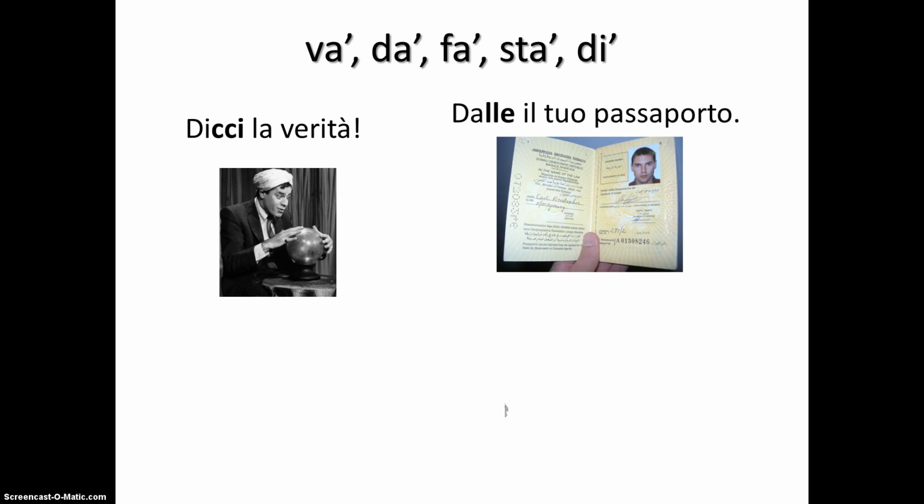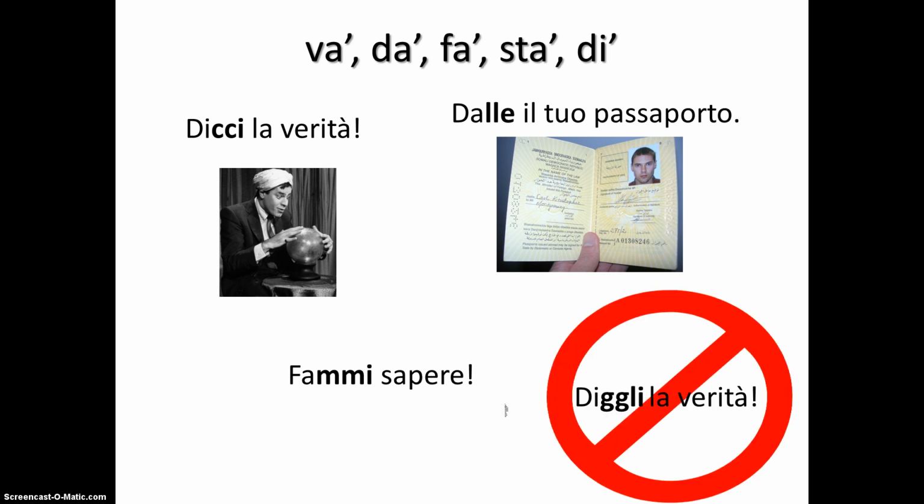Dalle il tuo passaporto. Give her your passport. Here, the first L of the feminine singular indirect object pronoun, lei, is doubled. Fammi sapere. Let me know. Here, the M of mi is doubled according to the rule. As always, there is an exception to the rule. The double consonant rule doesn't apply to gli.